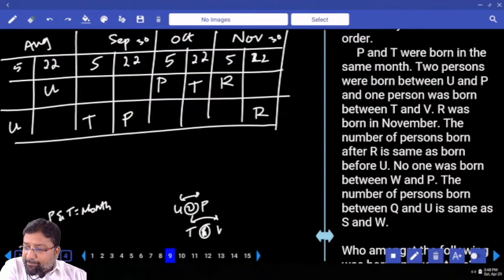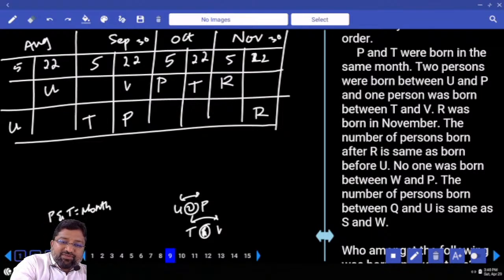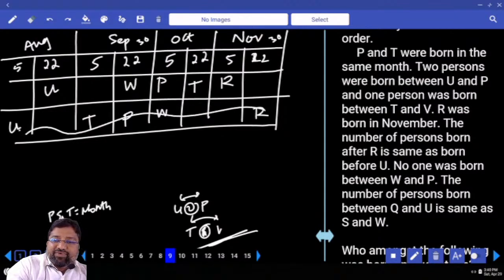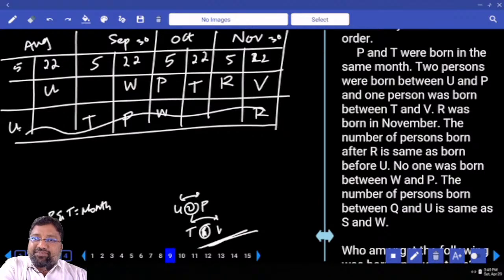But next point. No one was born between W and P. They are adjacent. 1 person between T and V. Is it possible in the bottom case? No. It's not possible here. So obviously this is 1 person between T and V. What is the next line? The number of persons born between Q and U is same as S and W. Q and U is same as S and W.